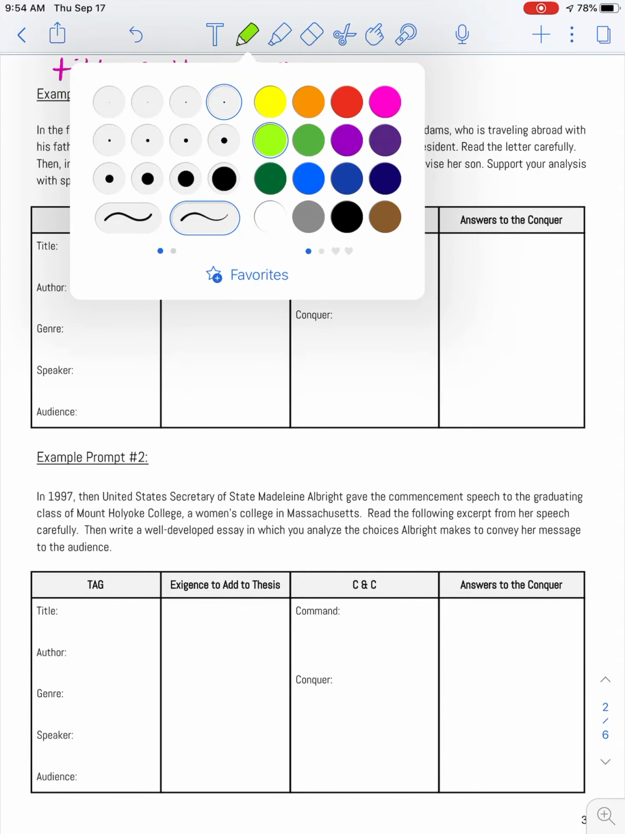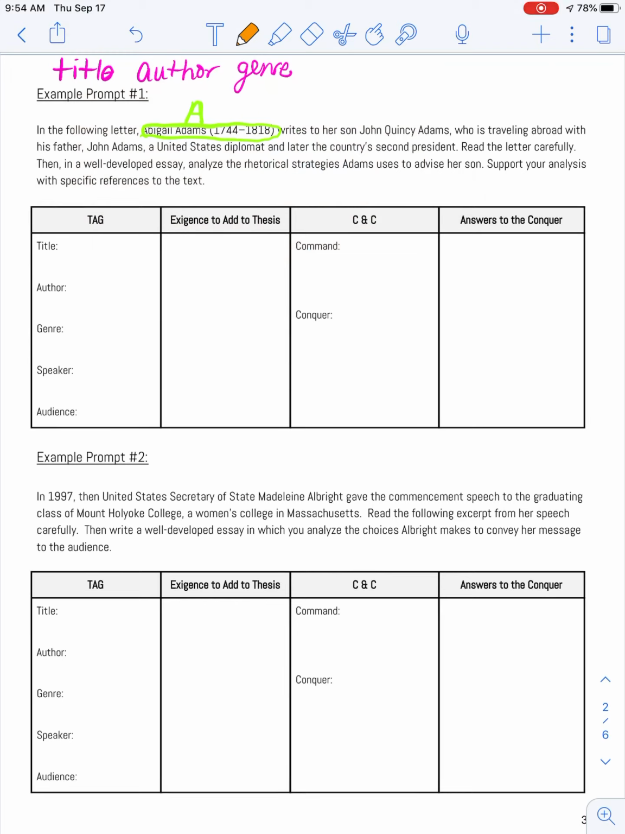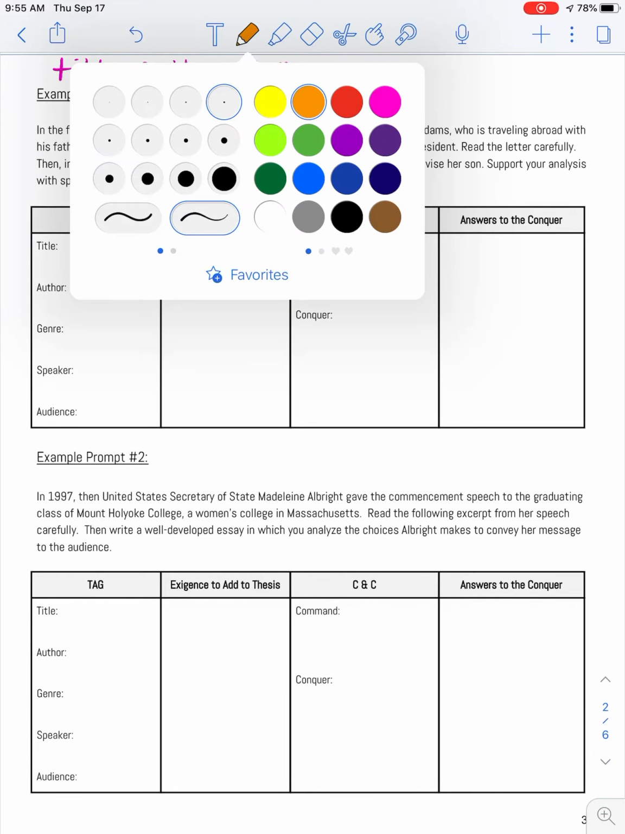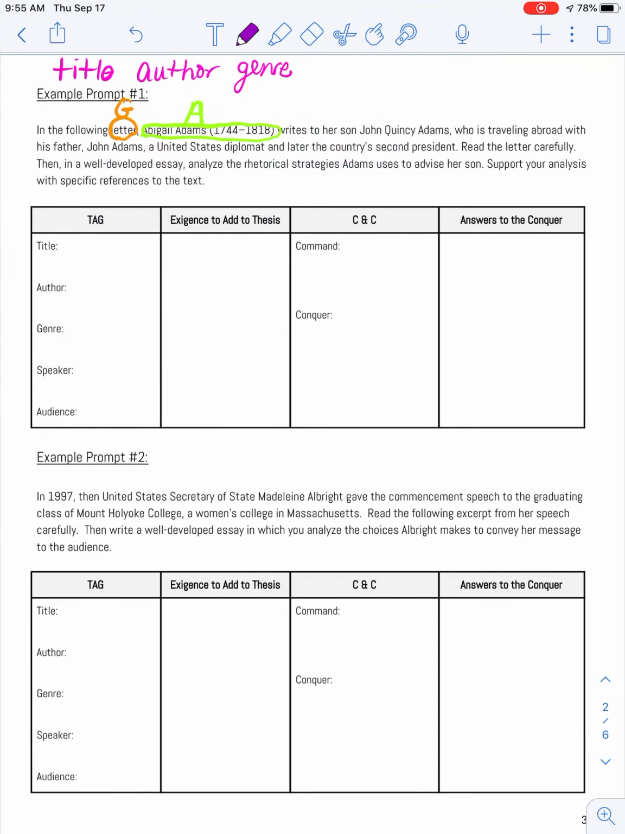Then I'm looking at my genre. Okay, I know what my genre is. It's a letter. So I'm going to label it. Okay? The next thing that I am looking for is my audience. Okay, I'm going to label my audience. So let's see here. I'm going to pick a different color. You know how I like my colors. Okay, she is writing to her son, John Quincy Adams. So maybe I'm going to label that audience.